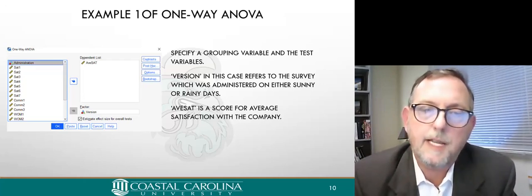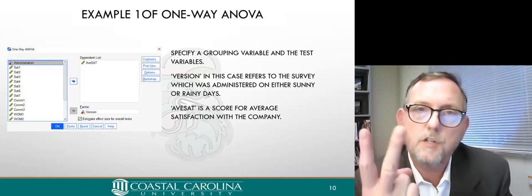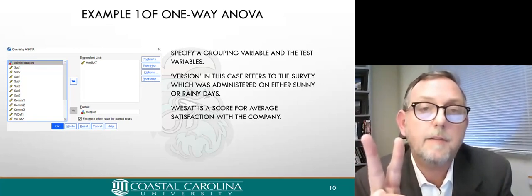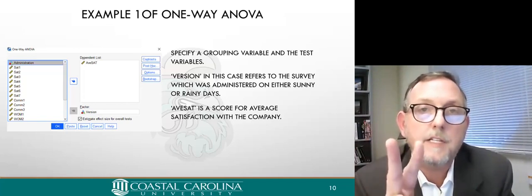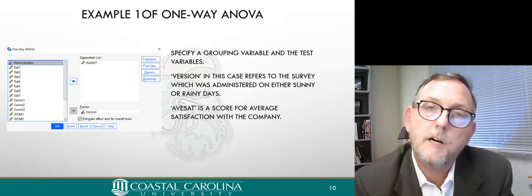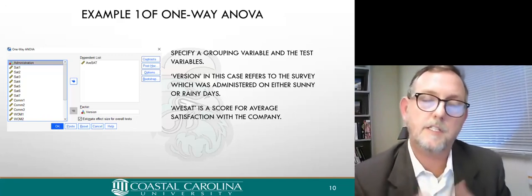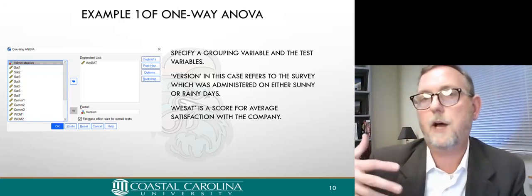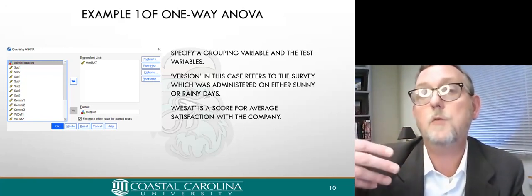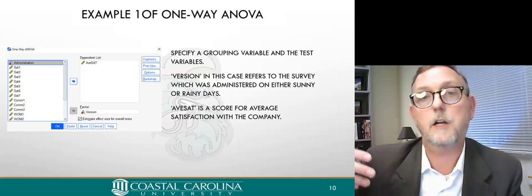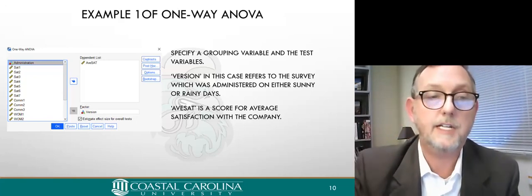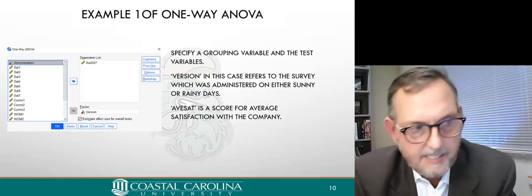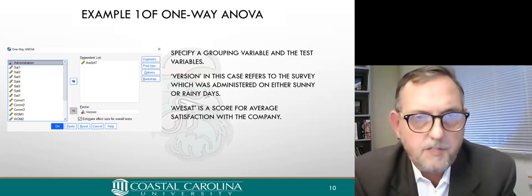There's only 2 options. It's either going to be a rainy day or a sunny day in this data set. And so we're going to compare respondent satisfaction, and this is to a service, on whether, how they are satisfied when they were asked this question on either a rainy day or a sunny day. And then we're going to see if satisfaction is in fact different.